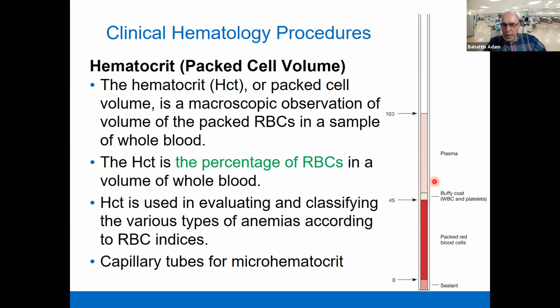Hematocrit is a percentage of the red blood cells. In this case, as you see, the hematocrit of this sample is 45%. Okay, if it increases, it has a meaning. If it decreases, it has a different meaning. It's an easier, cheaper method that we are using, but it tells us important things.